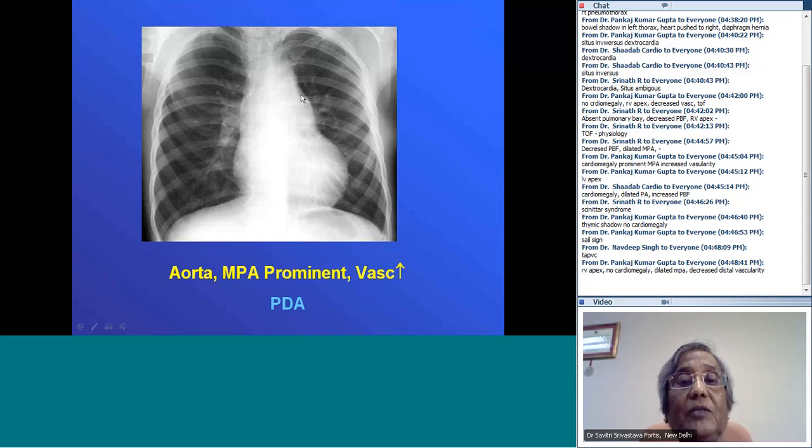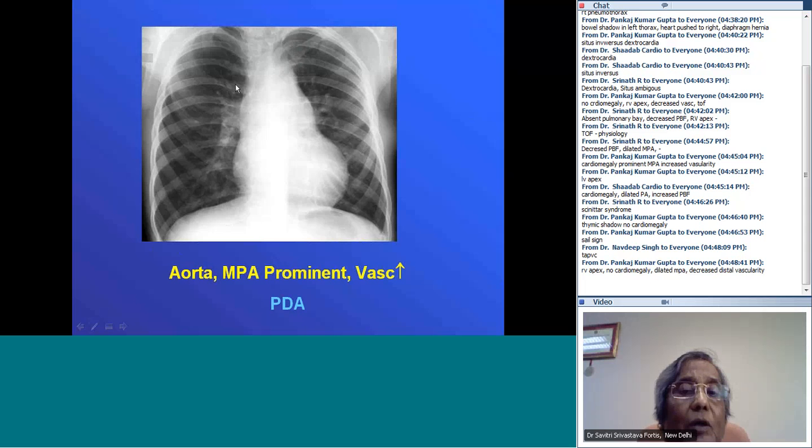So in a child, if you see such an X-ray, that there is a dilated descending aorta at the aortic knuckle, a prominent pulmonary artery segment. The vasculature, you may not be able to see, maybe the end-on vessels.